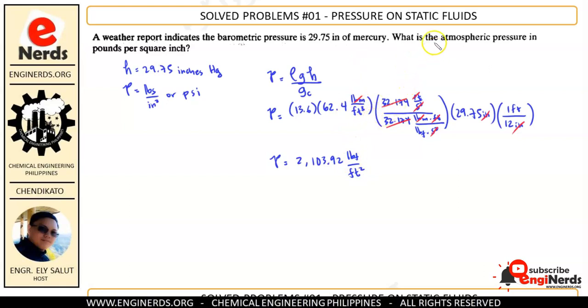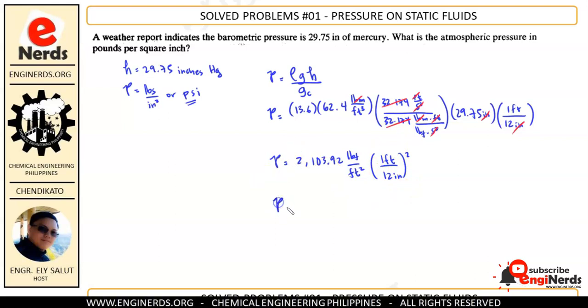However, pinapa-express sa atin ito in PSI, okay? Pounds per square inch. So, our numerator is already in pound. So, let us now convert our denominator to inches squared. So, in 1 foot, we have 12 inches. And then, we have to square this. So, our denominator of feet squared will be cancelled out. And our denominator will be in inches squared.